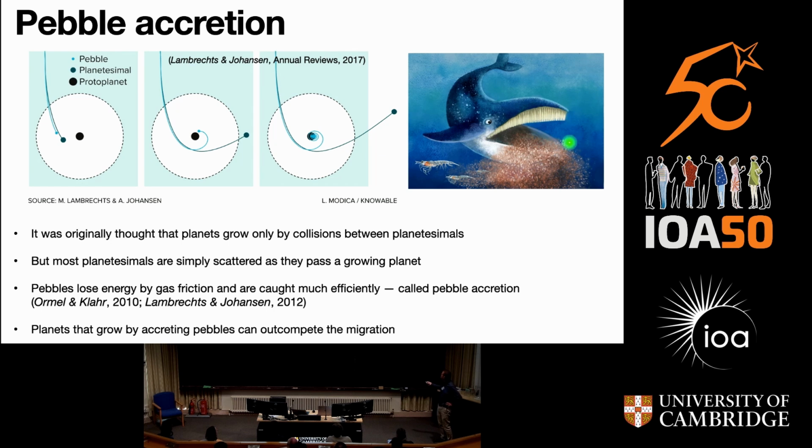Just a bit of a joking analogy here. It's a little bit like the biggest mammals on Earth living from eating some of the smallest creatures on Earth. So big planets growing by eating small pebbles. It's called pebble accretion. The idea is that planets that grow by accreting pebbles can actually outcompete the migration.